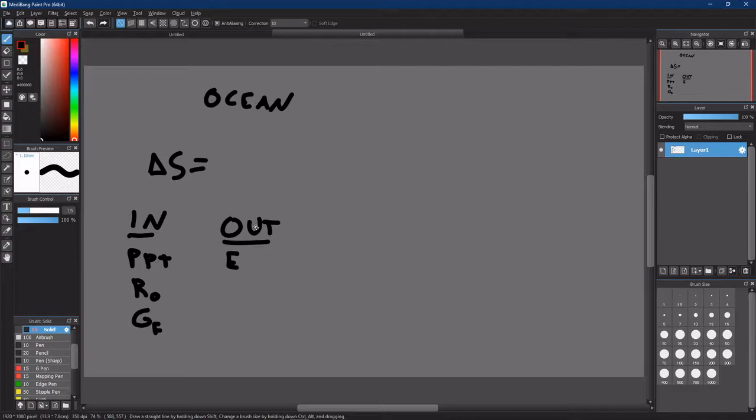So to generate that water balance equation here, that water budget, you have that change in storage, and that's equal to your inflows: precipitation plus runoff plus groundwater flow, minus your outflows, which is just evaporation. So that's our water budget equation, our water balance equation for the ocean.